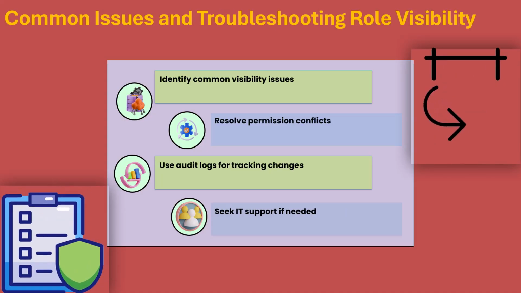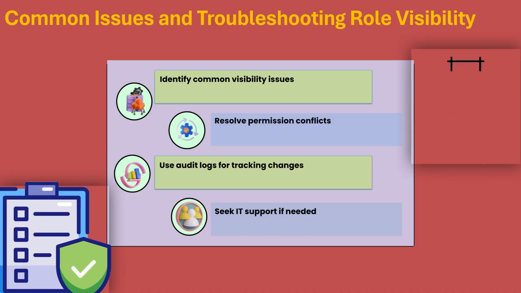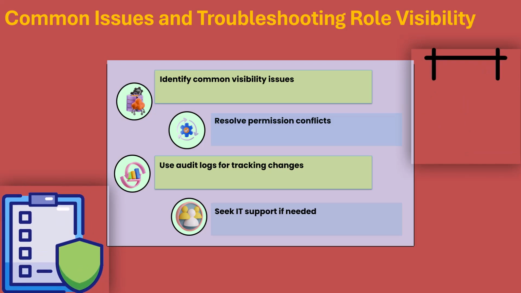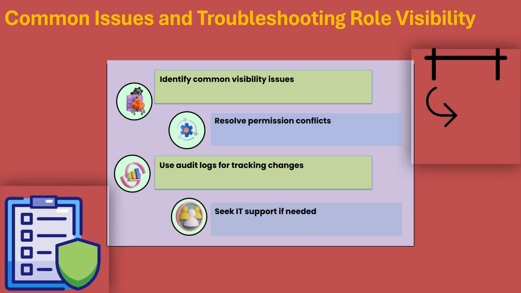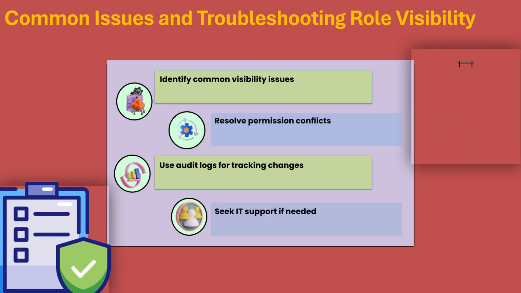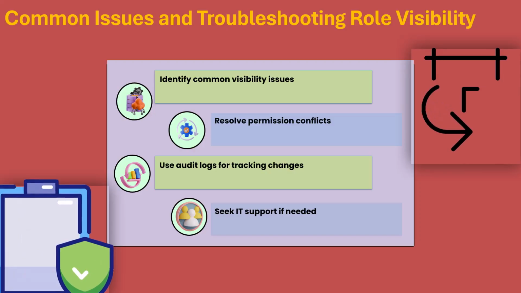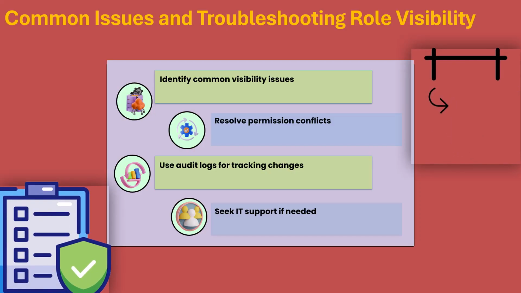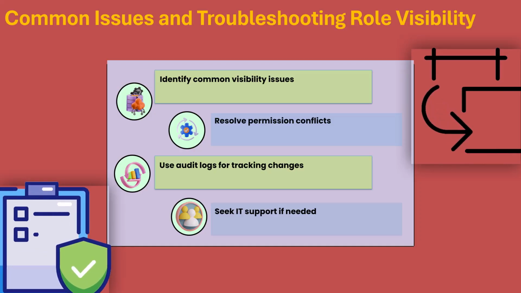Role visibility issues, like when someone insists they should have access but reality says otherwise. We'll identify common problems, resolve conflicts, utilize audit logs to track changes, and if all else fails, call in the IT cavalry. Because sometimes, despite our best efforts, technology just likes to mess with us.